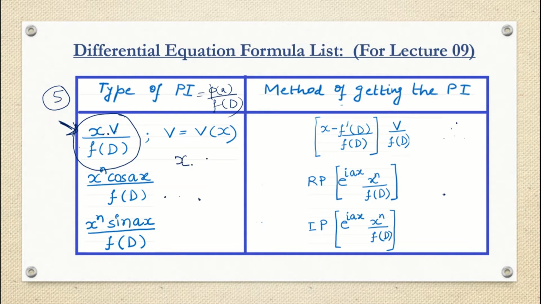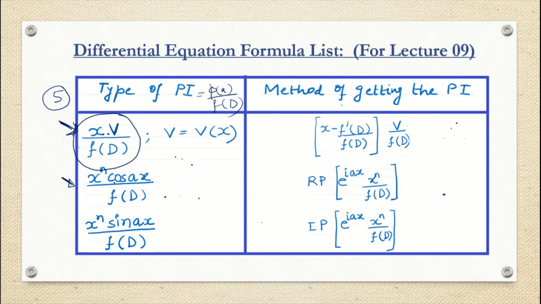You will always have some trigonometrical function there. Some sine a theta, cos a theta. I mean, if I talk about x, sine x, cos x, sine square, or any variations of sine, cos, or trigonometrical functions being present, then it will be your type 5. Even this form is also my type 5 of PI: x raised to n cos ax by fd.